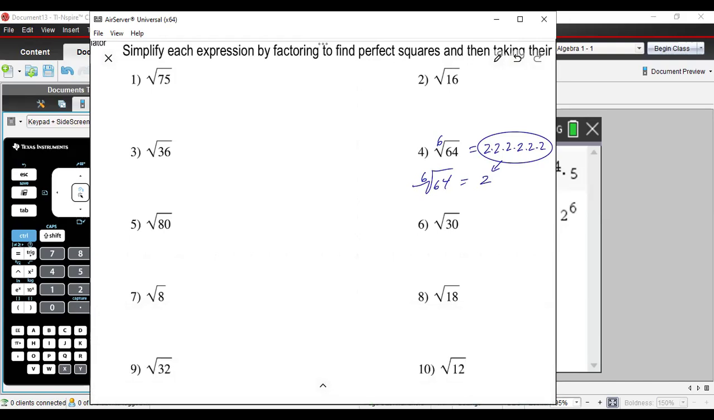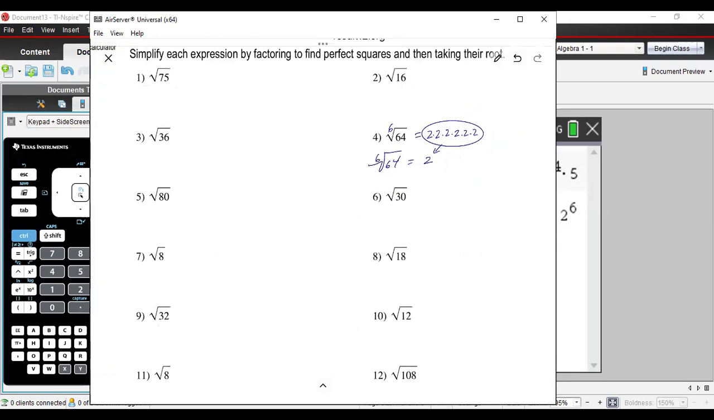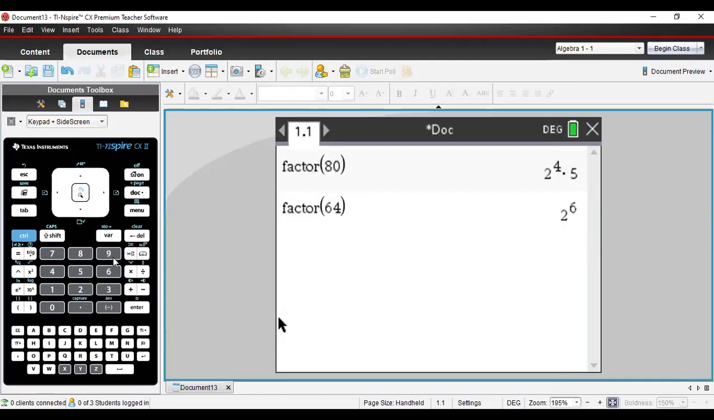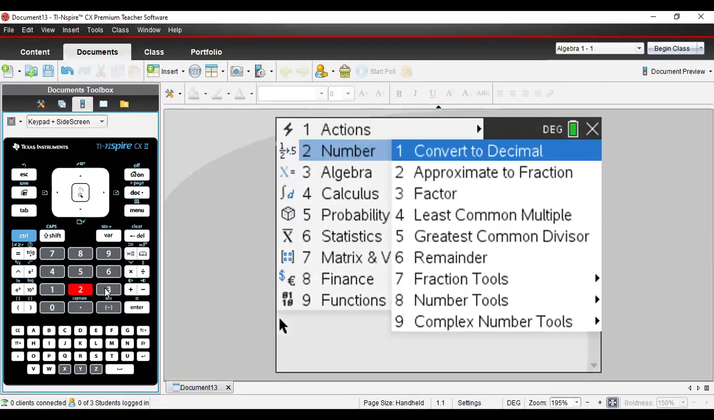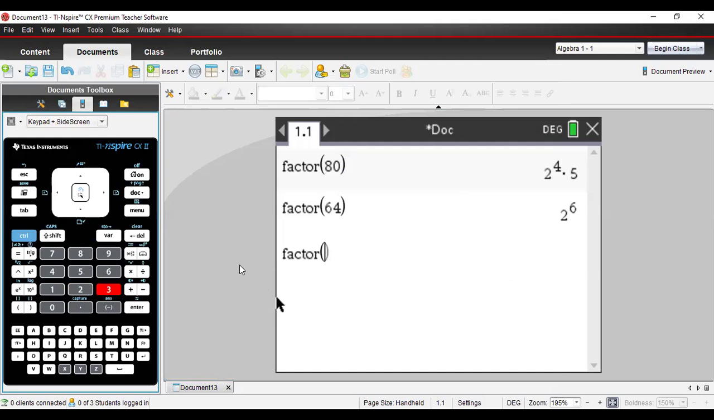Now, let me do one more here. Let's do 108. First thing I'm going to do is find the prime factorization. So I'm going to go menu 23. Oops, I put in 3. I wanted to put in 8. And I do this, and it says 2 to the 2nd times 3 to the 3rd. Let me move this up a little bit, and then I'm going to show you what we're doing here.